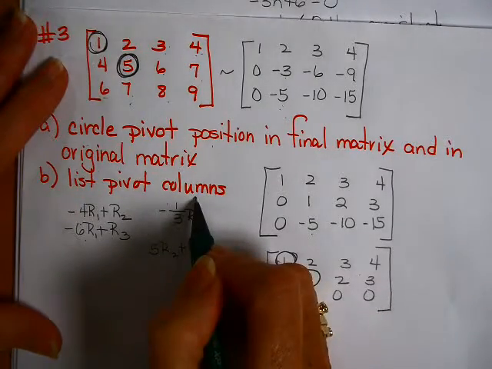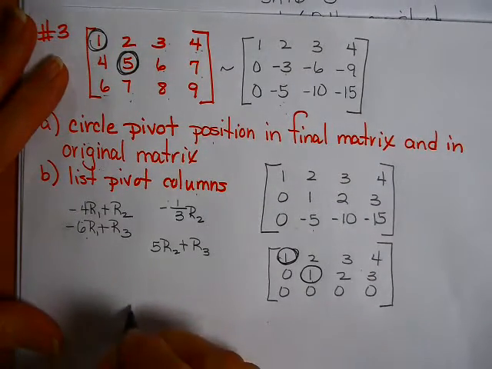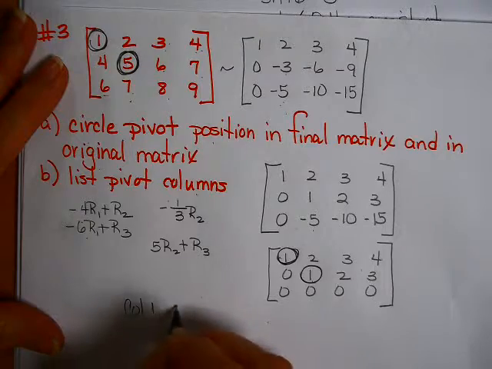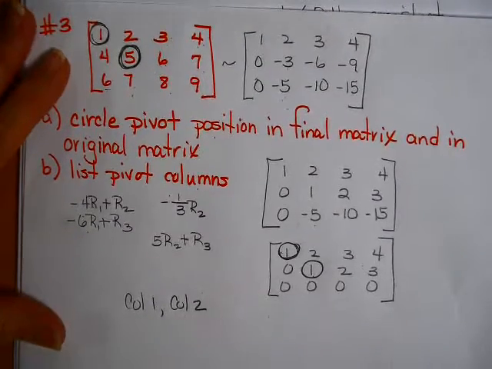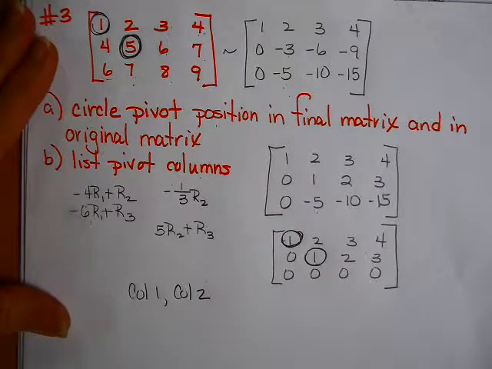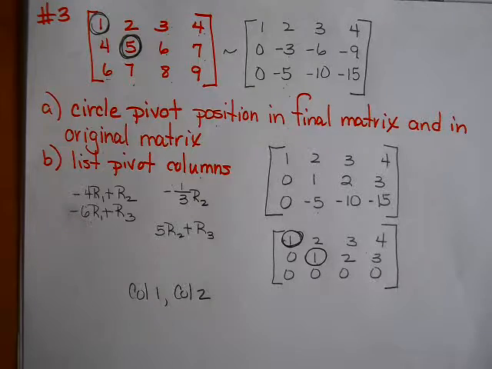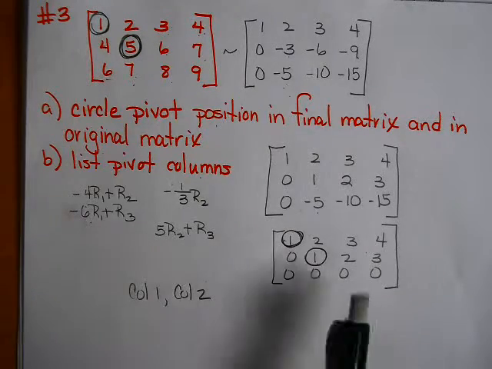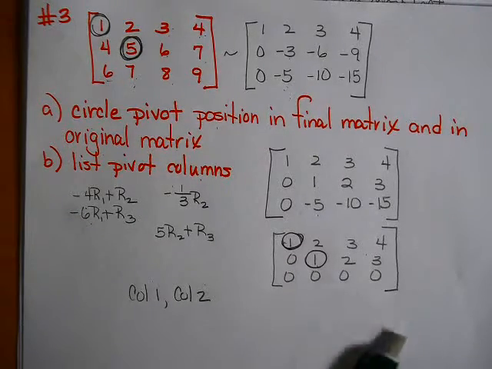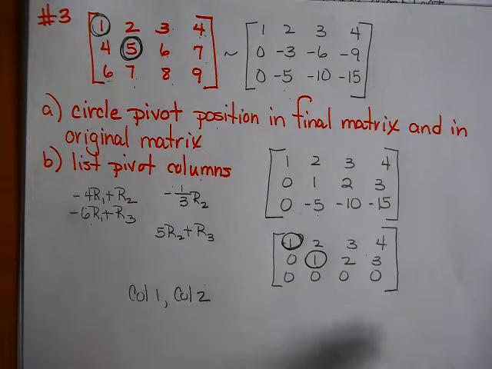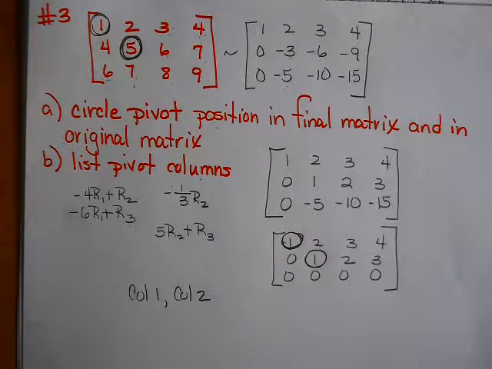And list my pivot columns. My pivot columns are column 1 and column 2. Those are my pivot positions and my pivot columns. This matrix right here is not unique. We could have reduced it and gotten it in a different form, but we would still have gotten the same pivot positions.